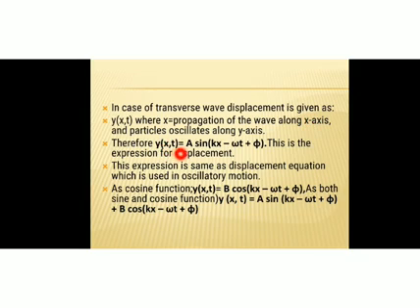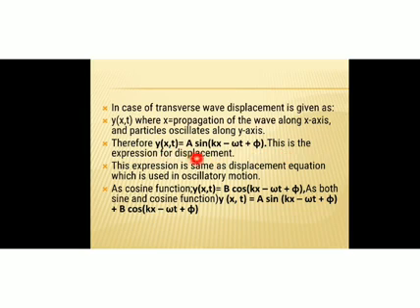Hence, such a wave can be represented as y of x, t is equal to a sin(kx minus omega t plus phi). This is the expression for displacement of a progressive wave. So this expression is very important. You must always remember this expression.